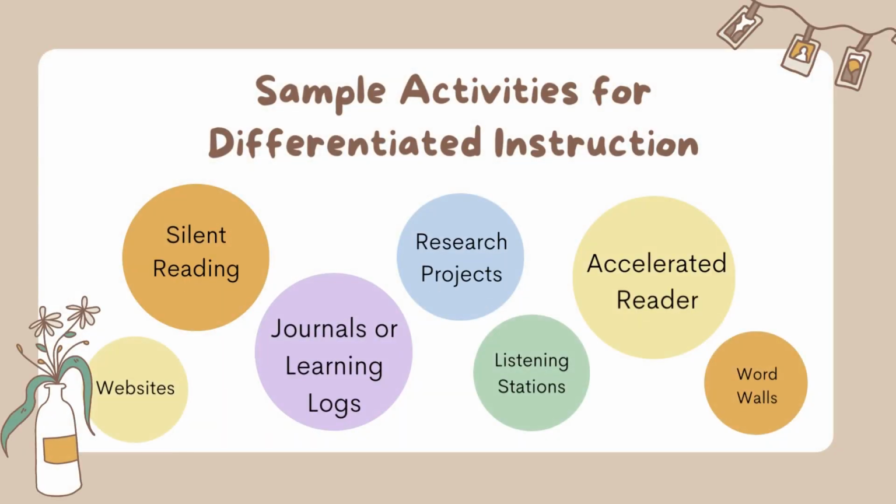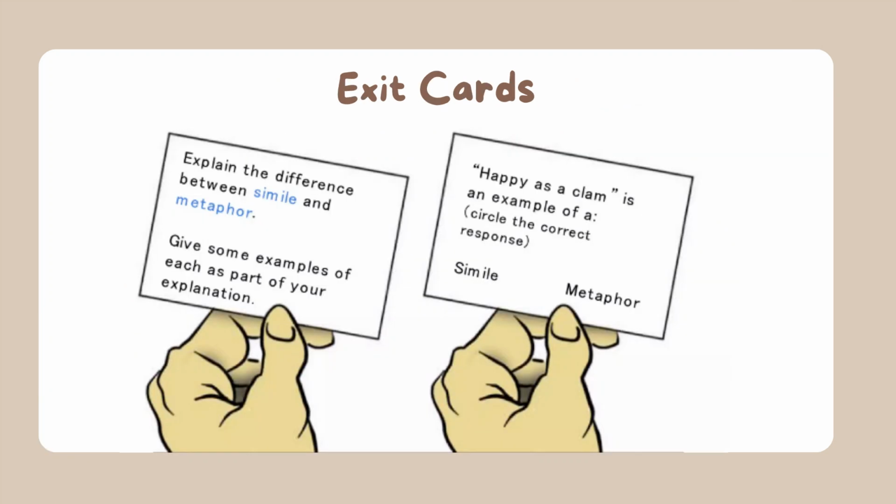Some sample activities for differentiated instruction are silent reading, research projects, accelerated reader, websites, journals or learning logs, listening stations, and word walls. Instead of the traditional paper-pen test, there are other forms of assessment that may be used to gauge learners' attainment of the curriculum competencies.